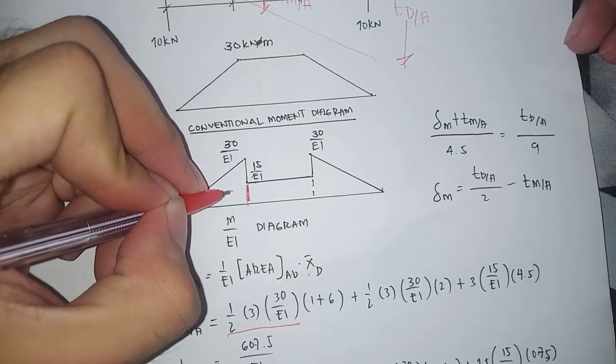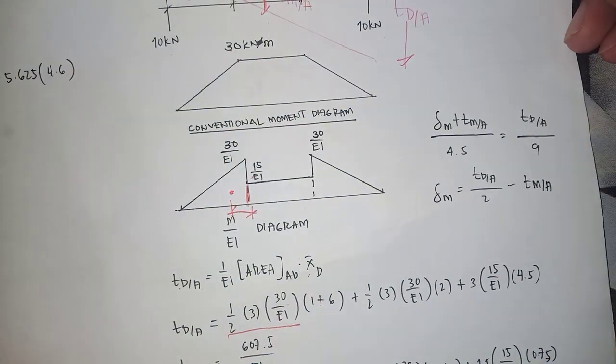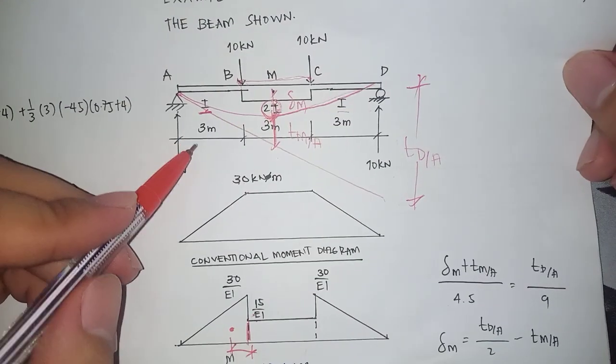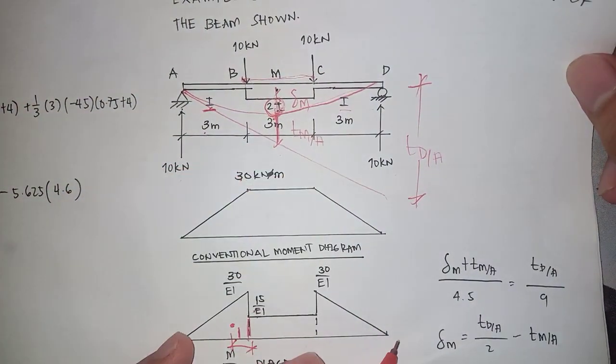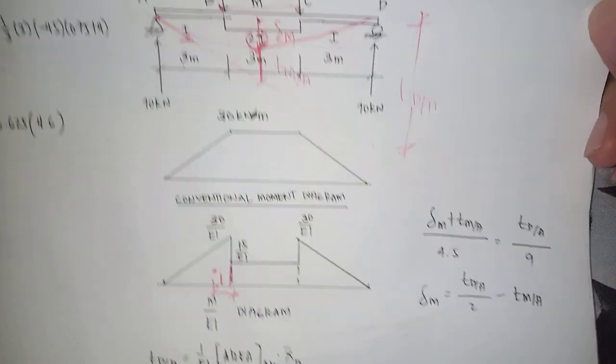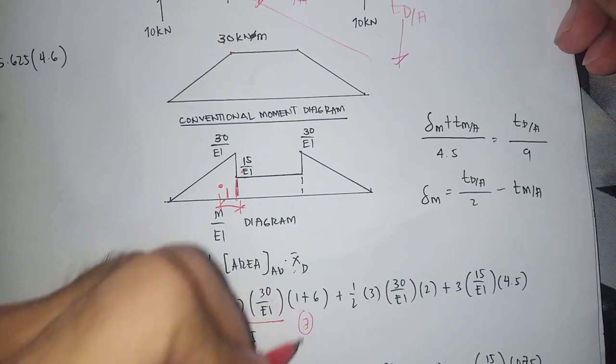Okay, so yung centroid nyo nandito. Since ito, ilan ba to? Kalahati, 1/3 yan ng 3, na 1. Ito, 3 plus 3, so 6. So 6 plus 1, ito yon, 1 plus 6 na nandito. So this is actually 7.